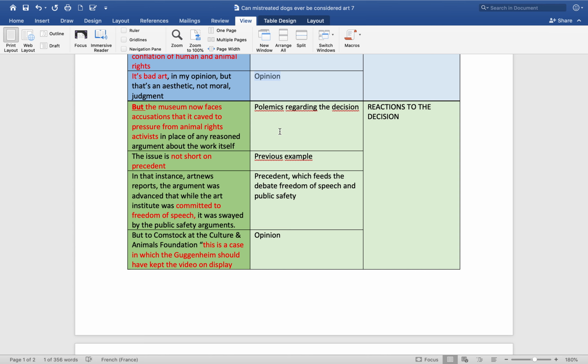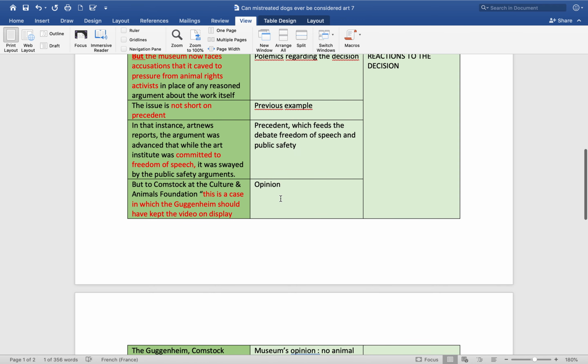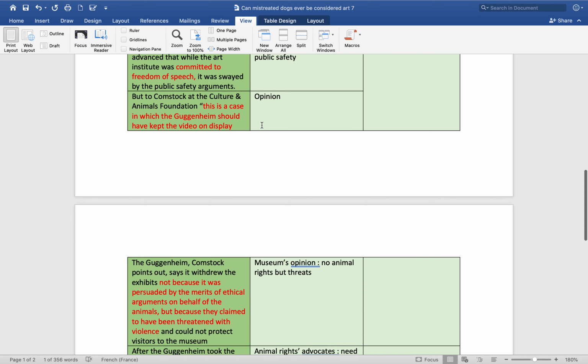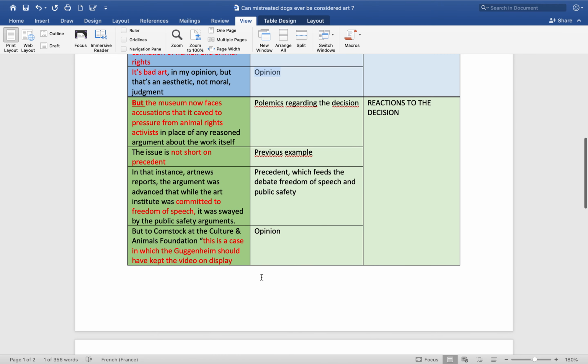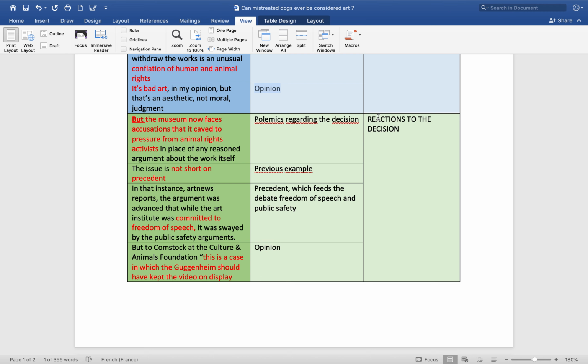And obviously, I will put together the polemics that the decision sparked, and the previous example that created extra arguments for that debate between freedom of speech and public safety. And then the opinion at the end, of the man. But I also added the opinion of the museum and the opinion of the animal rights advocates. So all the opinions of people regarding this decision I put in this same part called reactions to the decision.